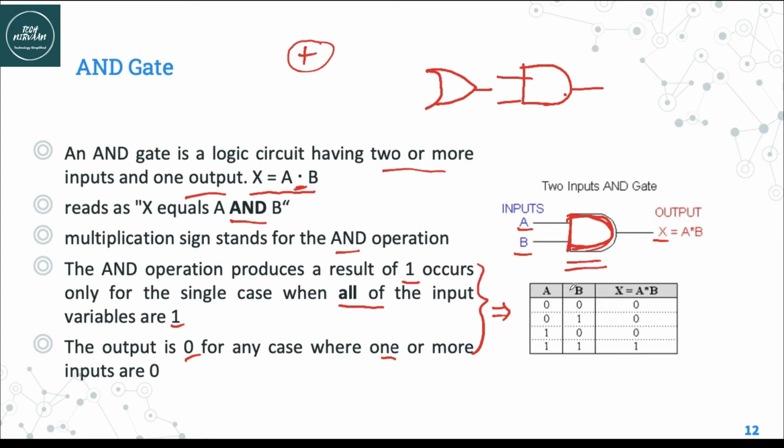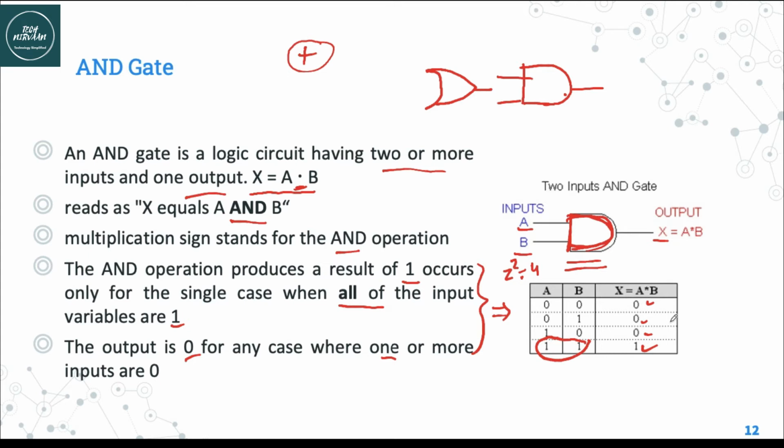We have input A and B, that's why 2 raised to 2 combinations, that is 4, and those combinations are 0 0 1 1 in case of A, and in case of B 0 1 0 1. So here both the inputs are 0, that's why output is 0. Here one of the input is 0, that's why output is 0. Here also one of the input is 0, that's why output is 0. Only in this case all the inputs are 1, and that's why we are getting output 1.